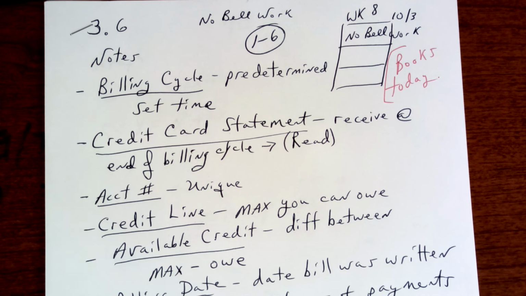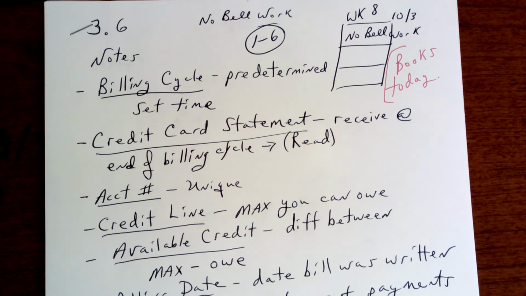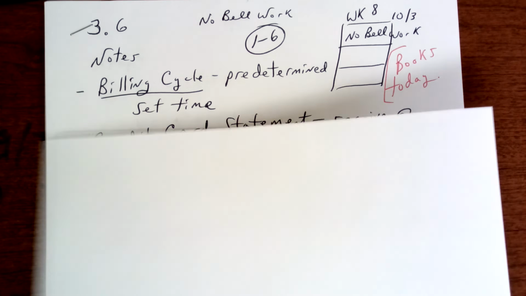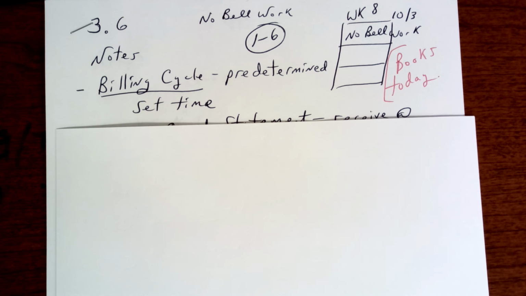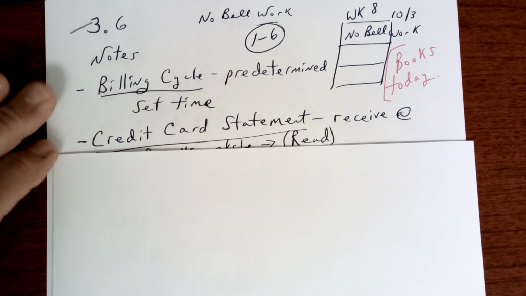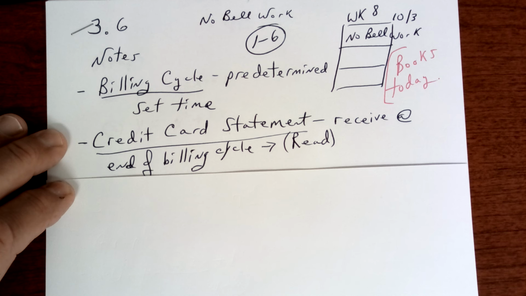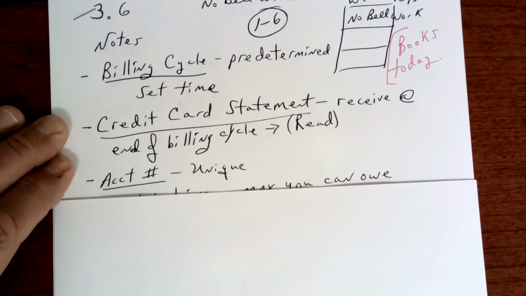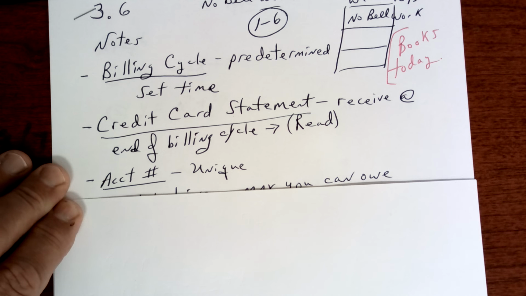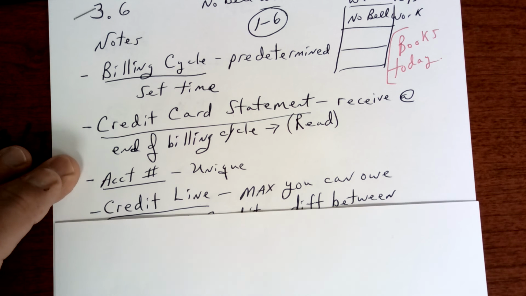We're going into 3.6, and here we go. So the billing cycle is a predetermined set of time by the credit card company. Usually it's a month or 30 days. Credit card statement, you receive that at the end of the billing cycle. Make sure you read it to verify your charges and or credits and payments. The account number is unique to you. That is your account number, and that's how they pull up all your stuff to see what you have.